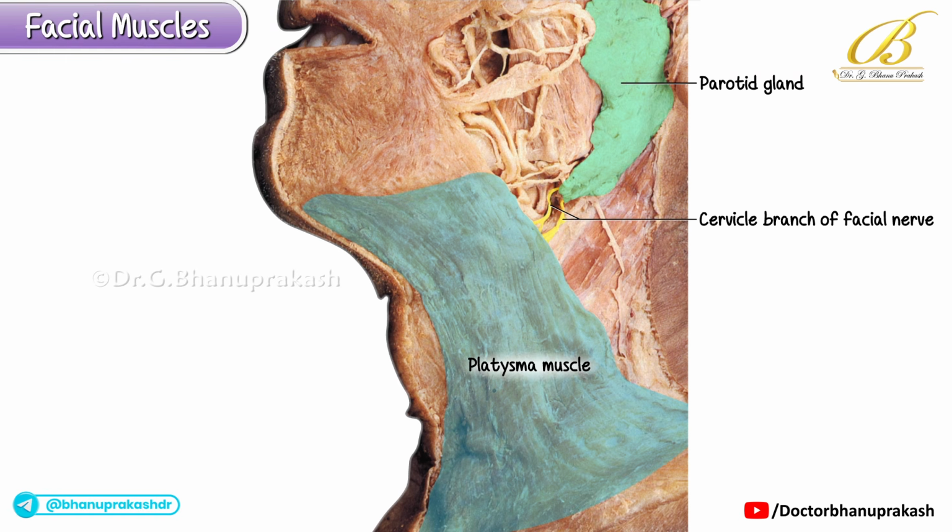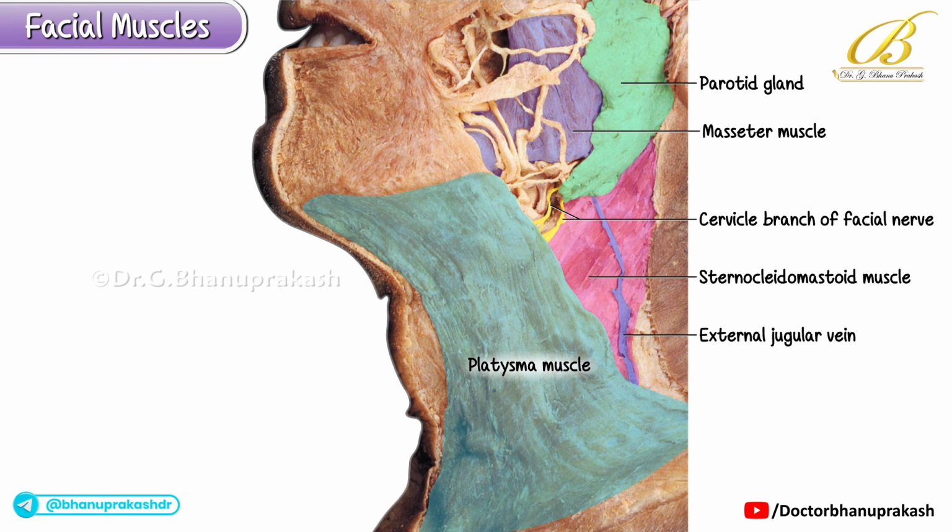Also visible in the picture is the external jugular vein lying on the sternocleidomastoid muscle. The parotid gland can be seen resting on the masseter muscle. In addition, the risorius and depressor anguli oris muscles are identifiable in this illustration, with the platysma lying slightly lower than usual in its superior aspect.